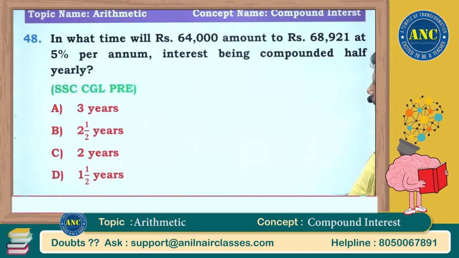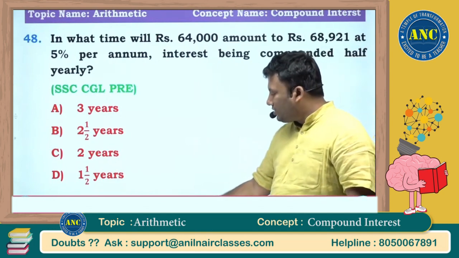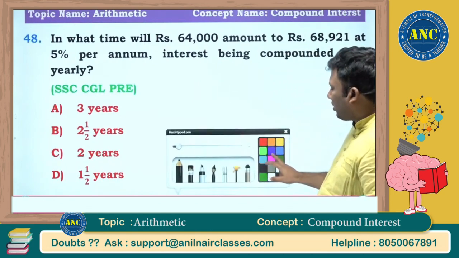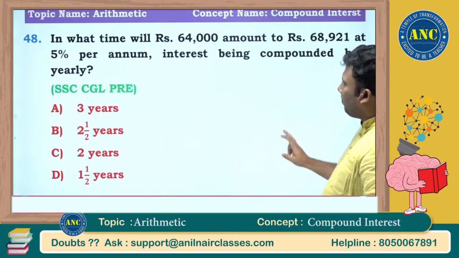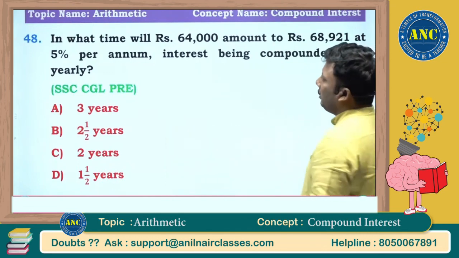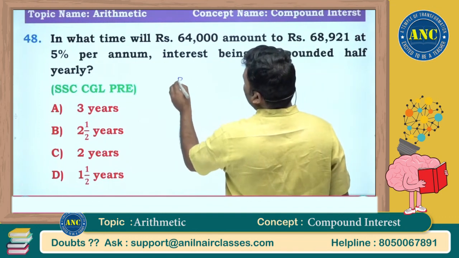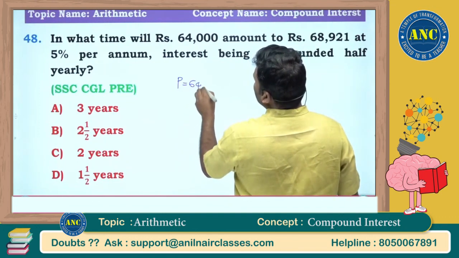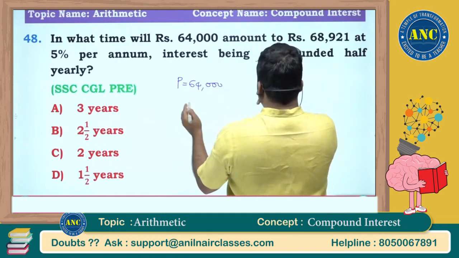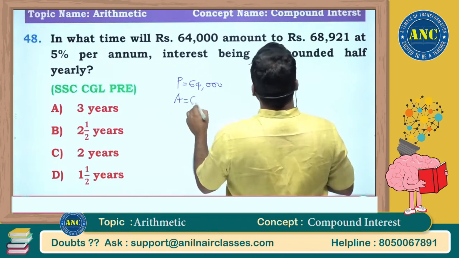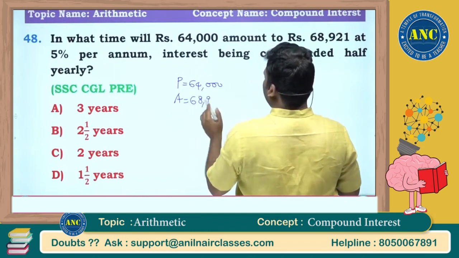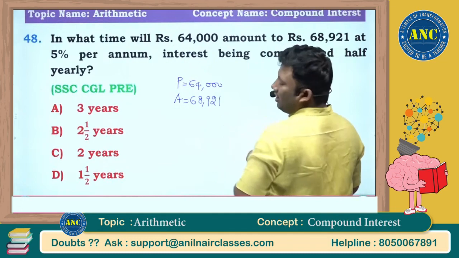See here, sir. Listen carefully, sir. Let us solve the question. SSC CGL pre-question. At what time will rupees 64,000 principal amount to 68,921?